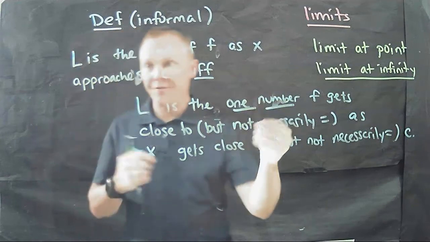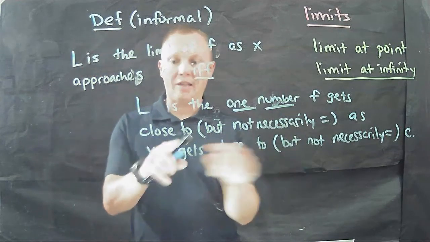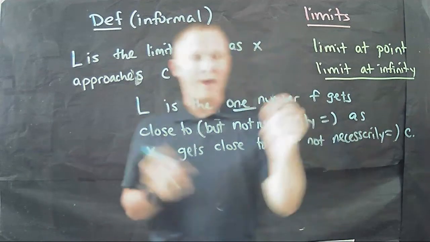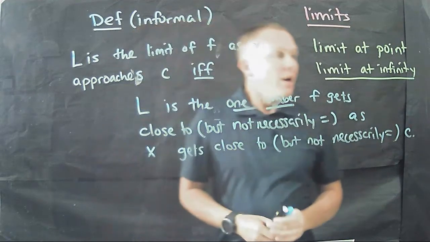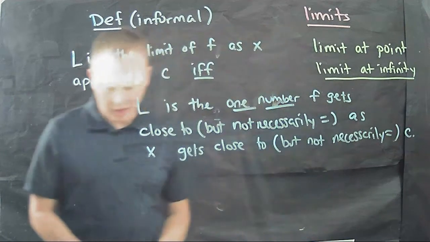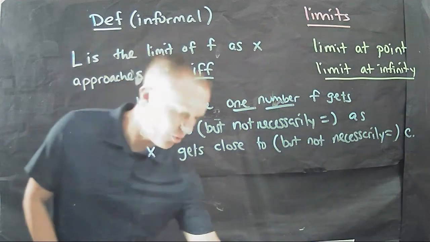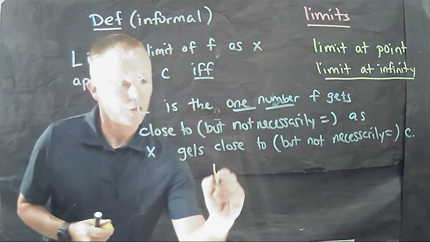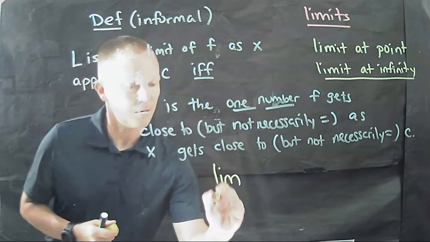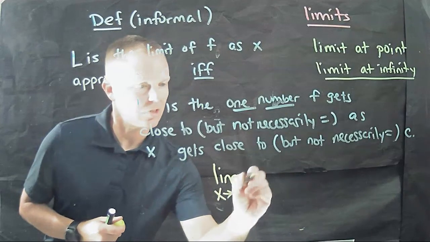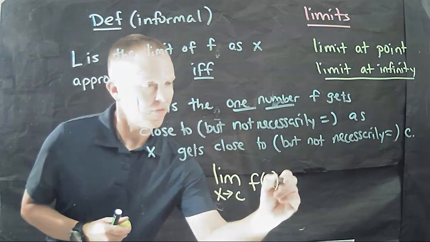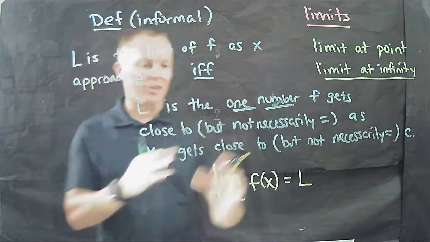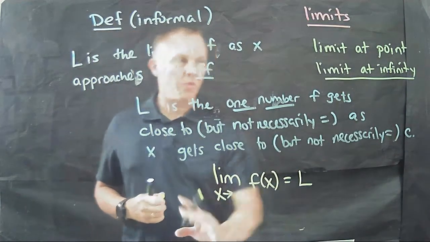Now remember, f's are your y values, and x's are on the x-axis. x is approaching c, and then f is your y values. Now the notation for a limit, and this is probably what you've seen before. It would look like this: the limit as x goes to c of f of x equals L. This is the notation that we're going to use when we're representing a limit.